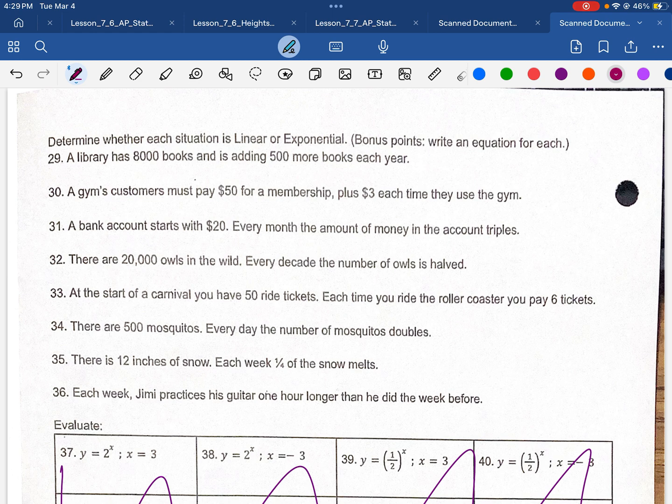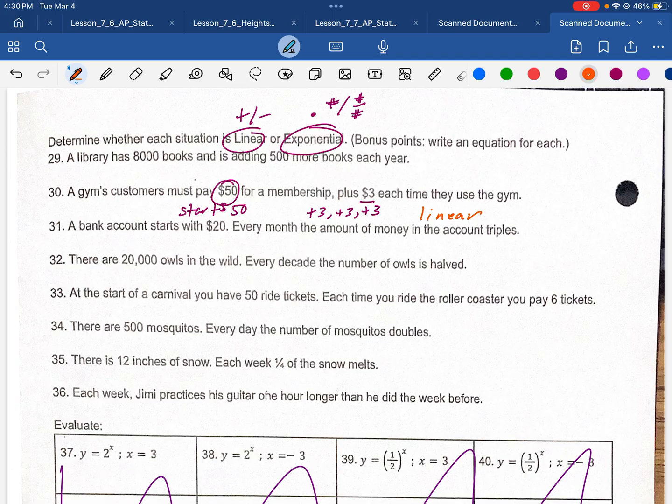And just kind of thinking about, is this linear growth, plus or minus, or is it exponential, multiplying, either by a number or a fraction? Those are kind of your options. So a gym's customers must pay $50 for membership, plus $3 each time they use the gym. So really the question becomes, is it more expensive as they keep going to the gym, or is it just $3 every single time? It's just consistent, add 3, add 3, add 3, and you're just starting at 50. So if I'm adding 3, adding 3, adding 3, adding 3, that's going to be linear.